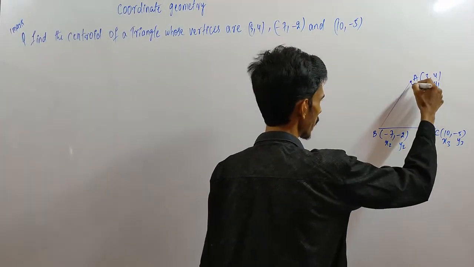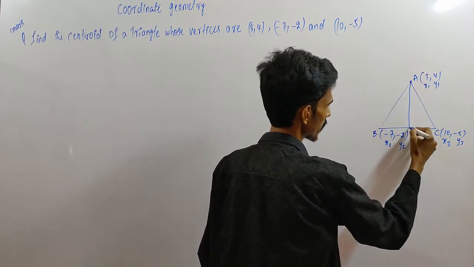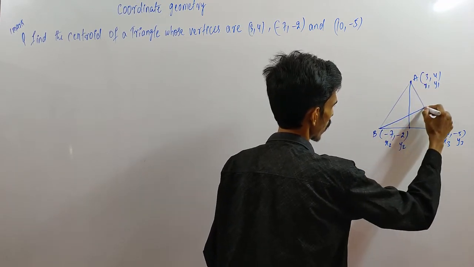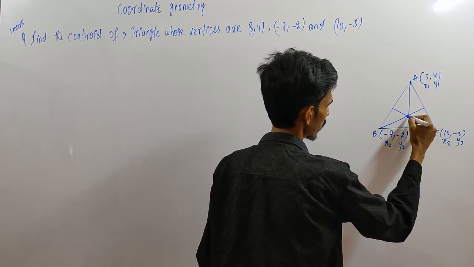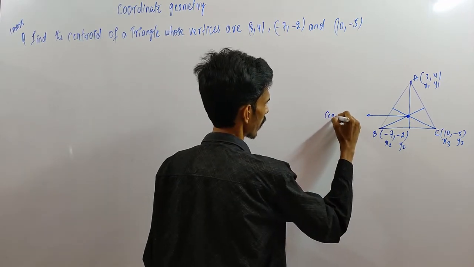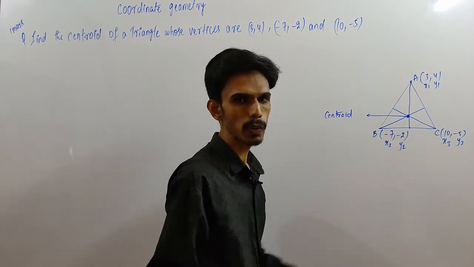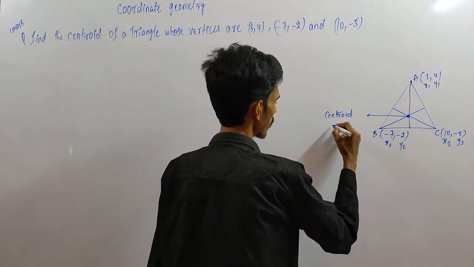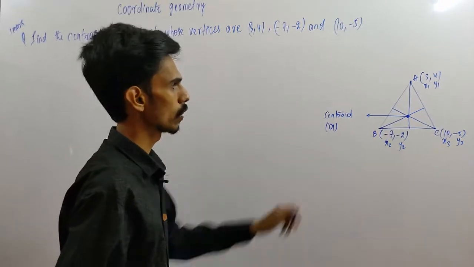Now if we draw a median from each of these vertices, then we have one point. This point is known as the centroid and it is denoted by the letter G. So we have to find out the value of G.